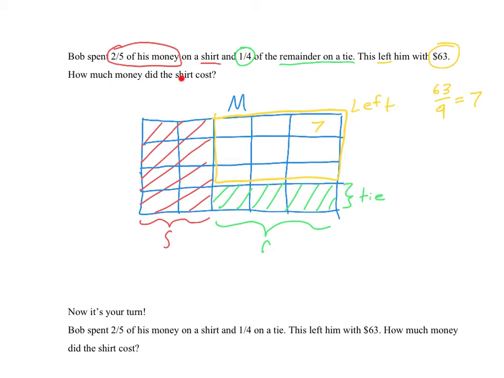It says, how much did the shirt cost? Let's remember the shirt was in red, so the shirt was this amount here, and there are 8 parts there. So let's get our red pen back out. The shirt is going to equal 8 times 7 in amount. So the total is $56.